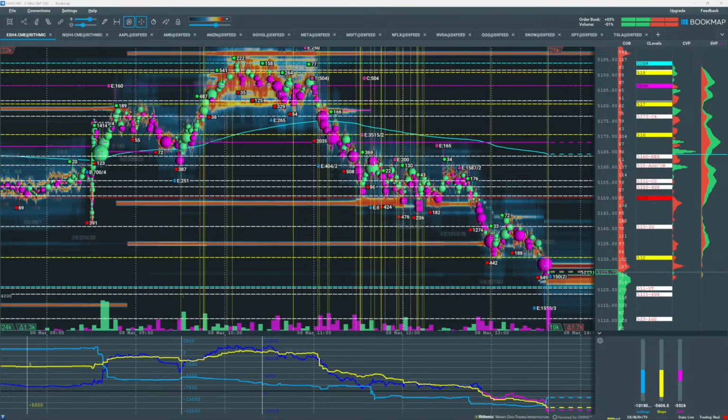Welcome. Glad you're here. All right, so as I said before, this is the ES futures in Bookmap, currently breaking to new lows. Before I take a closer look at this chart, I do want to take a look at a larger time frame. I'm going to take a look at the SPX. That's the underlying index.